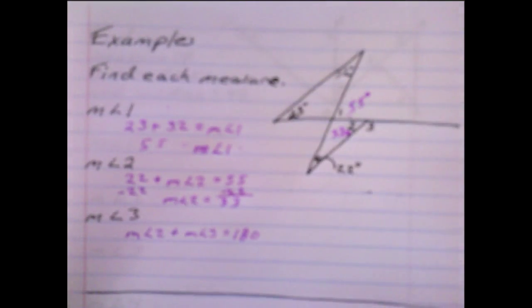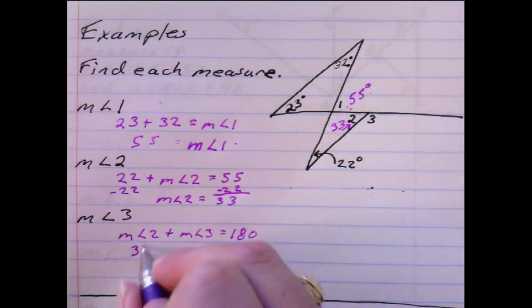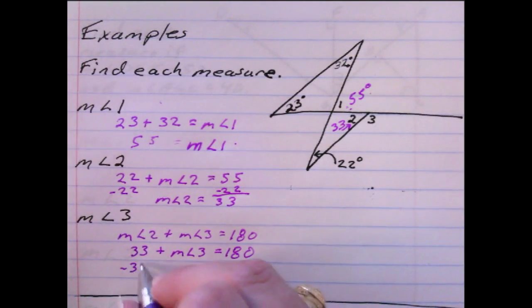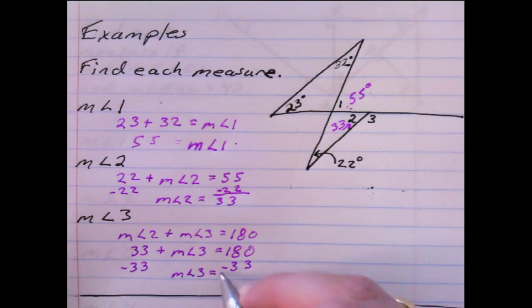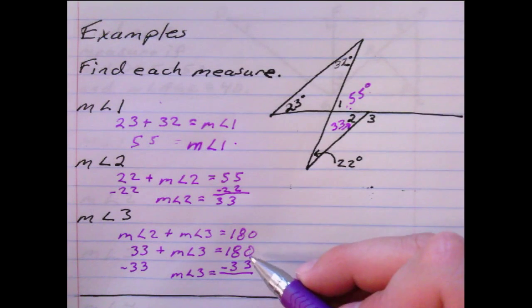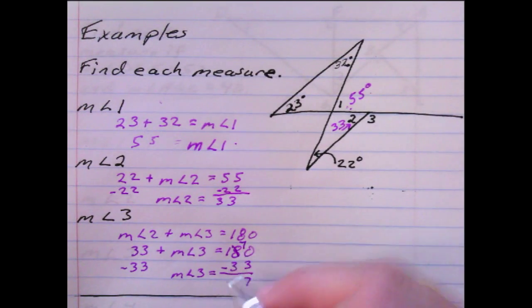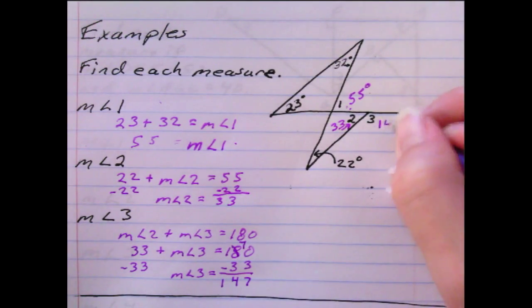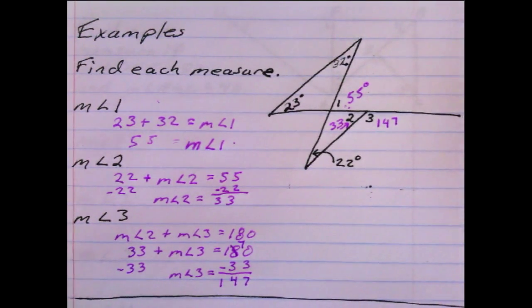Now I already know that the measure of angle 2 is 33, so I'm going to put that in. So 33 plus the measure of angle 3 equals 180. Then I'm going to subtract 33 so that I get the measure of angle 3 by itself. Here, I can't subtract anything from 0, so I have to borrow. So I've got 7, 4, and 1. So the measure of angle 3 is 147. And if I add those back together, I should get 180, which is a straight line or a straight angle. Okay? All right, let's look at some more examples.